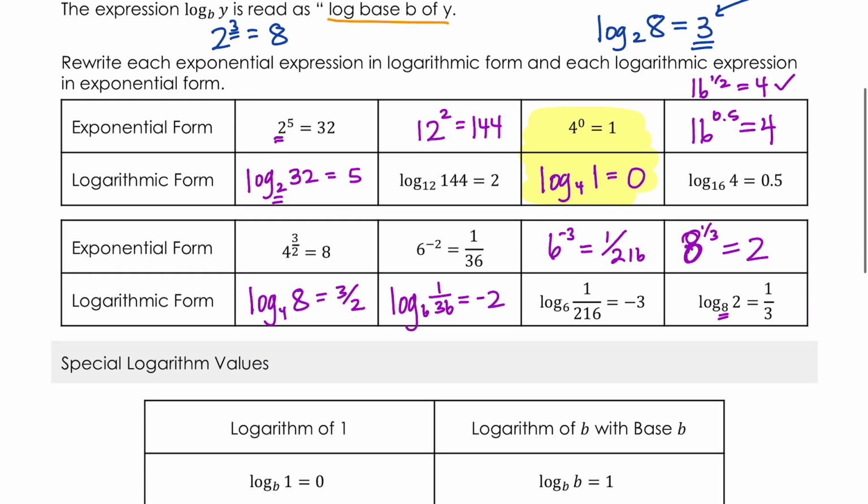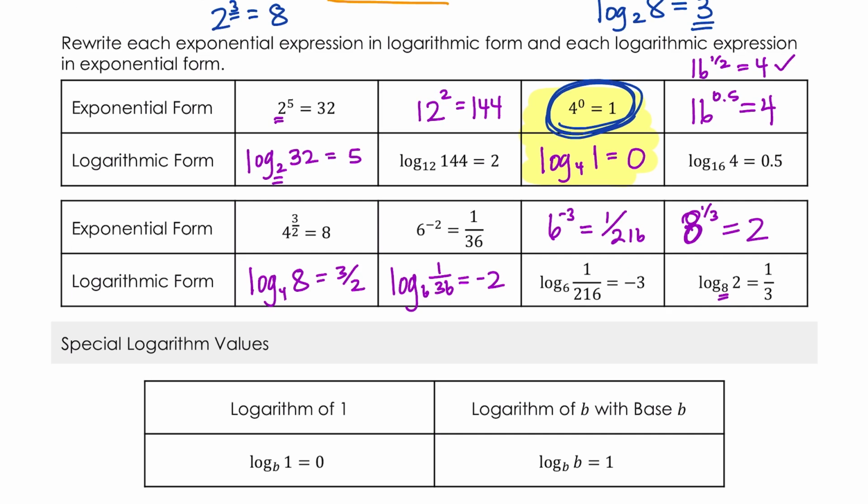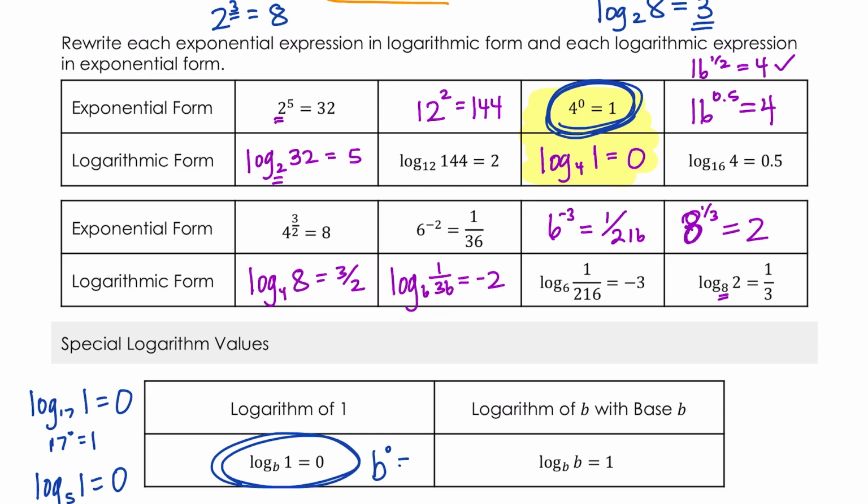And so in some of those, we saw one of these rules up here, this guy. We know that anything to the 0 power is 1. Well, the rule that we have for logarithms then is the log base b of 1 is going to be 0. Like the log base 17 of 1 is 0, because that really means 17 to the 0 power equals 1. Or log base 5 of 1 equals 0, because 5 to the 0 power equals 1. So we have this rule, log base anything of 1 is 0. And again, that's because anything to the 0 power equals 1.